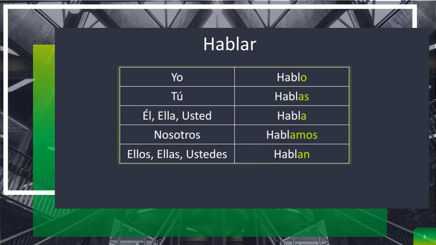So we have yo hablo. For the subject tú, we need the ending AS. So we end up with tú hablas. For él, ella, usted, we want to put that A on the end. So we end up with habla. Nosotros gets amos. So nosotros hablamos. And ellos, ellas, ustedes, it gets an A-N put on the ending. So after we take off the AR and add A-N, we end up with hablan.